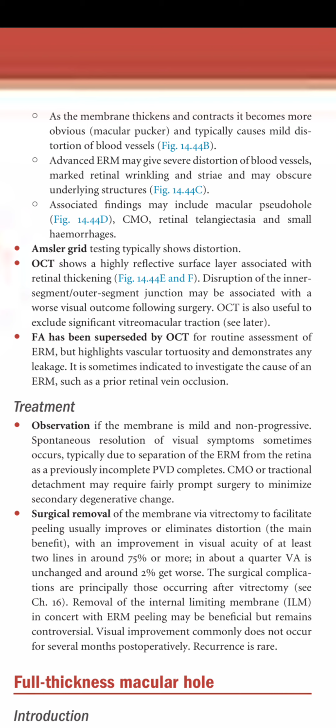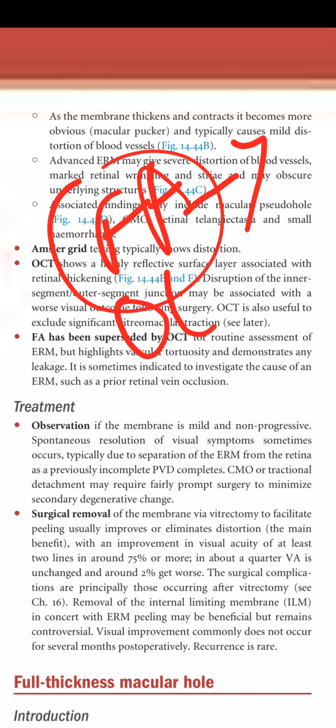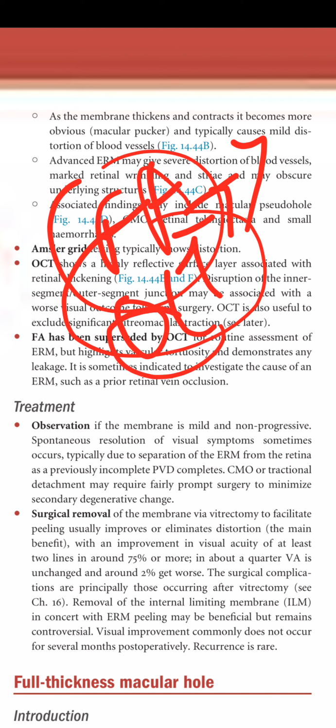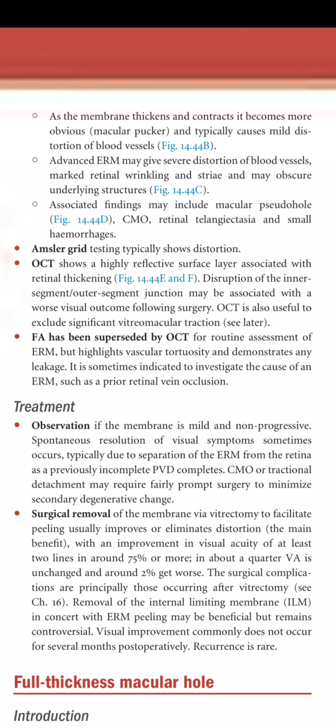So now fluorescein angiography is not usually performed, as OCT is a mainstay of investigation, but sometimes it is used to indicate the vascular tortuosity and demonstrate any leakage. So how do you treat a case of ERM?